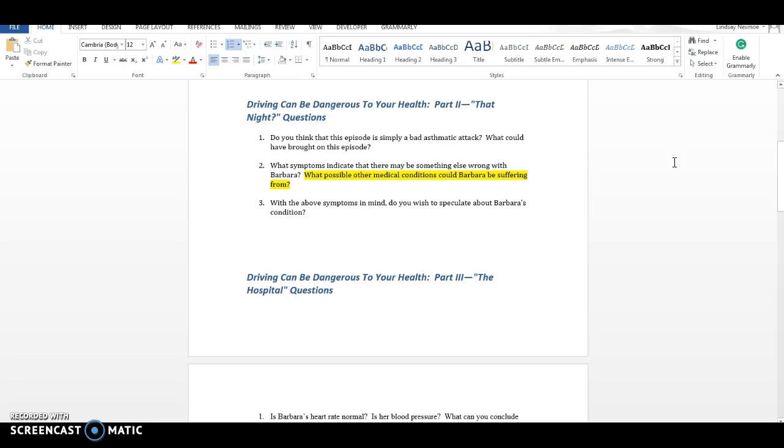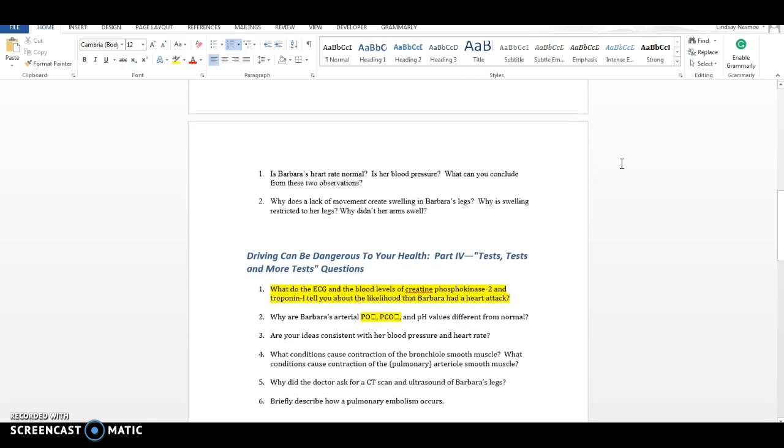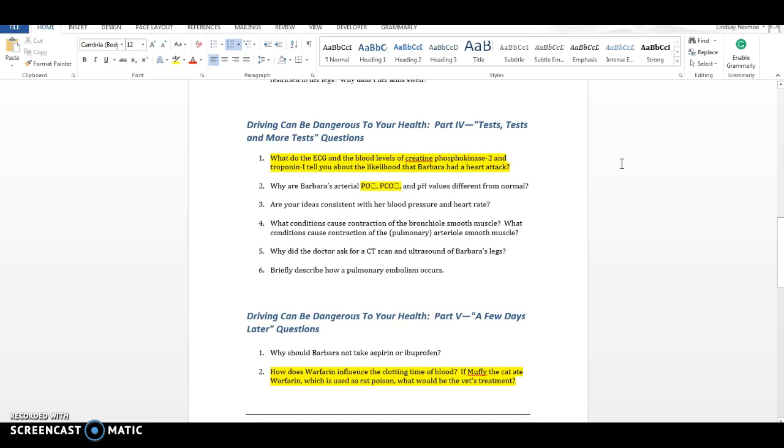Alright, a couple things about the case study this week. I just wanted to point out some highlights here. So this question here, what possible other medical conditions could Barbara be suffering from? Sometimes students get hung up on that and they maybe spend a little too much time thinking about it or researching. I just want to know at this point in the case study, what do you think? Right, and then be sure to back that up with some references. But at part 2, with the information you have at that point, what do you think it could be at that point?